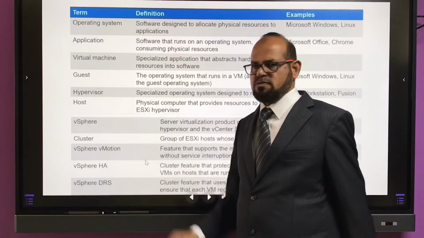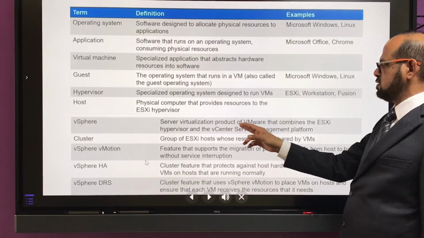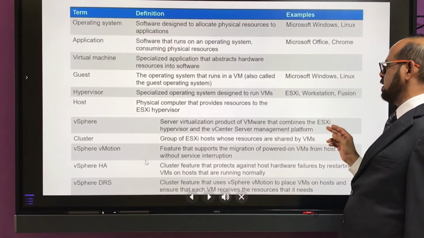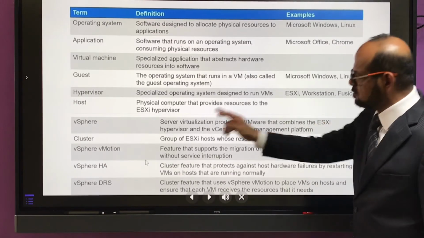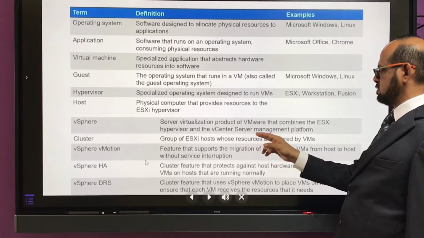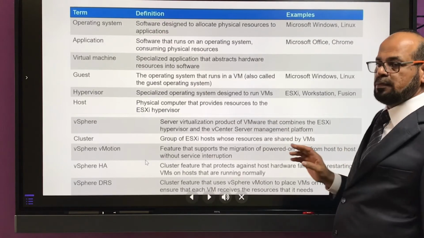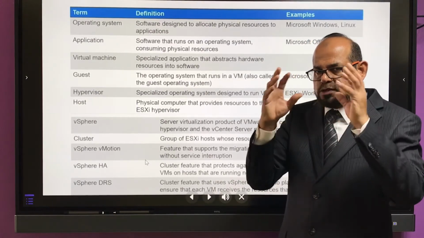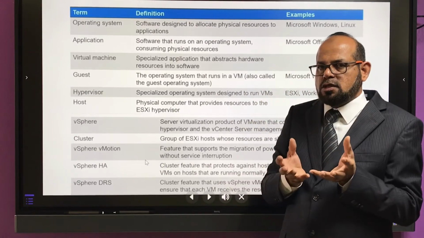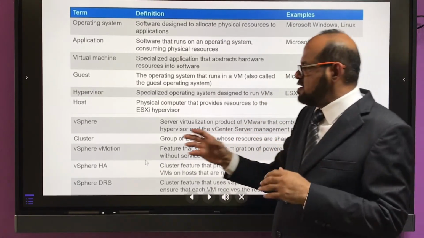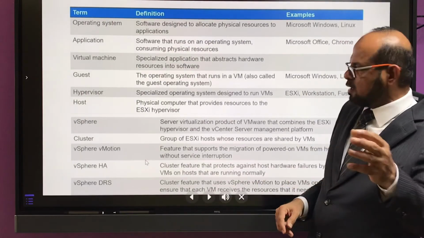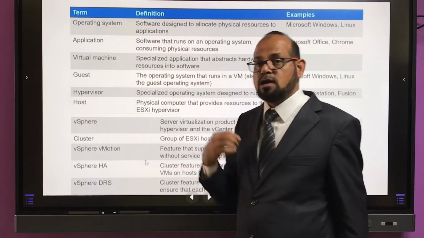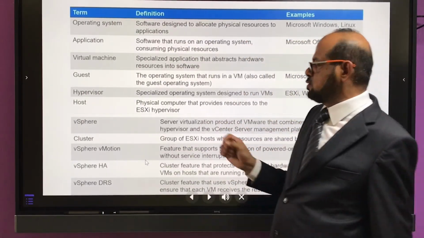What is vSphere? vSphere is a virtualization product from VMware that combines the ESXi host hypervisor and the vCenter Server management platform. So this is one bundle where you use ESXi hosts and vCenter to manage everything in one. So they are called vSphere. There are different versions. What we are running and learning now is vSphere 7.